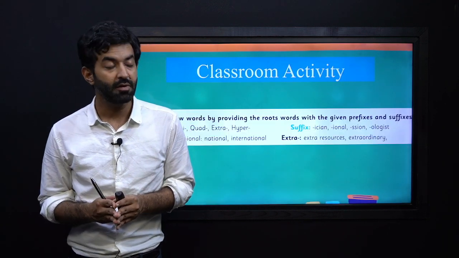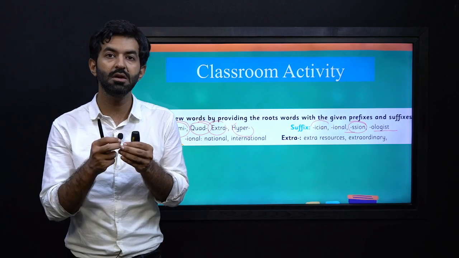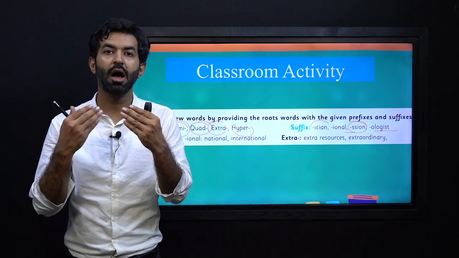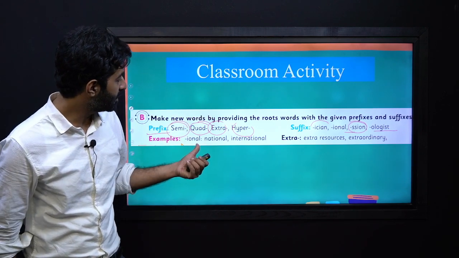For the classroom activity, for the prefix and suffix, here are some prefixes: semi, quad, extra, and hyper. And here are some suffixes: ional, tion, sion, and ologist. Now these are our suffixes. You need a word before them, and for prefixes you need a word after them. So do this quickly. Here is an example.